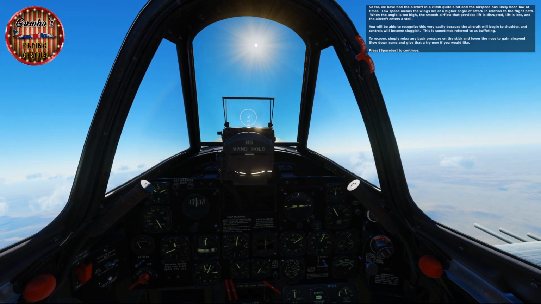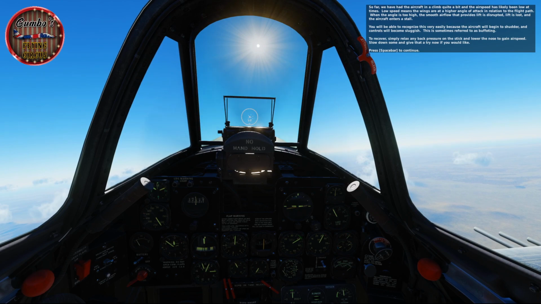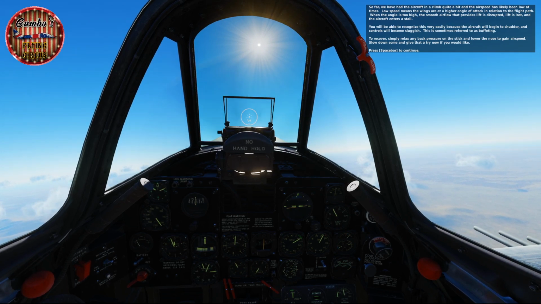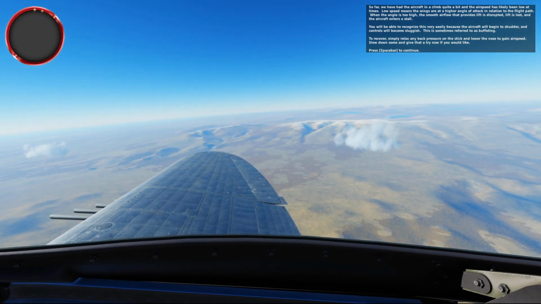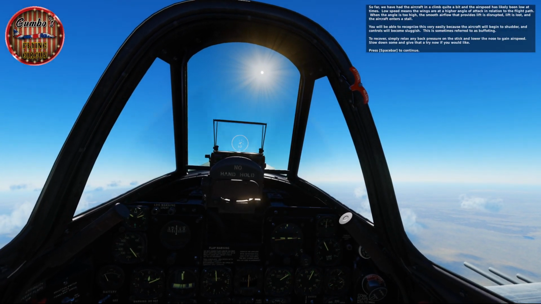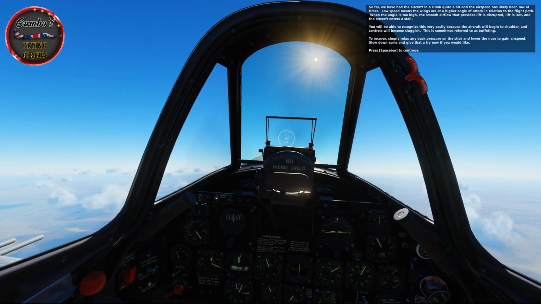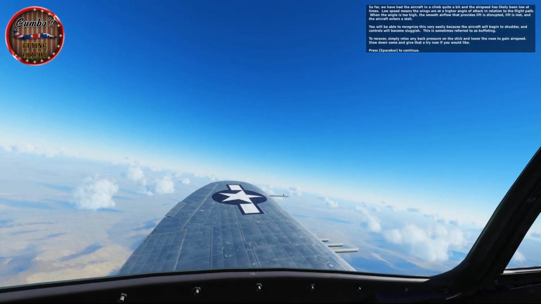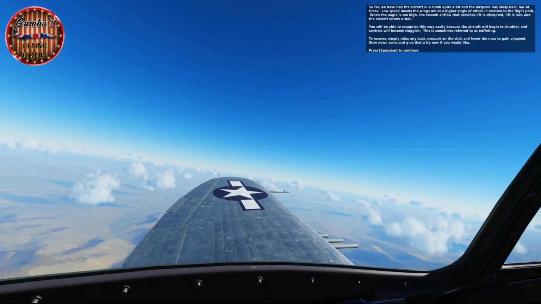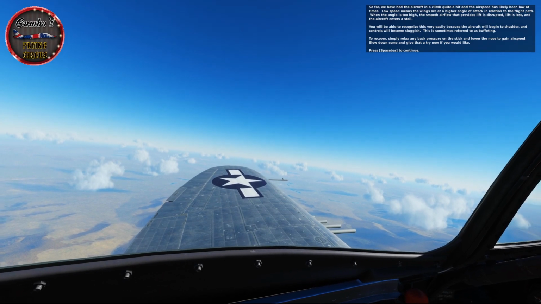So far, we've had the aircraft in climb quite a bit, and the airspeed has likely been low at times. Low speed means the wings are at a higher angle of attack in relation to the flight path. When that angle is too high, the smooth airflow that provides lift is disrupted, lift is lost, and the aircraft enters a stall. You'll be able to recognize this very easily because the aircraft will begin to shudder and the controls will become sluggish. This is sometimes referred to as buffeting.